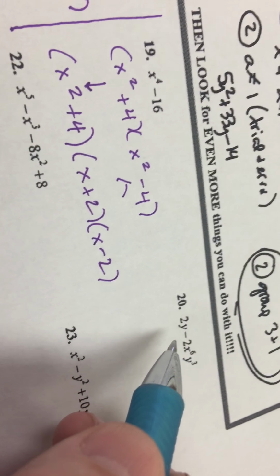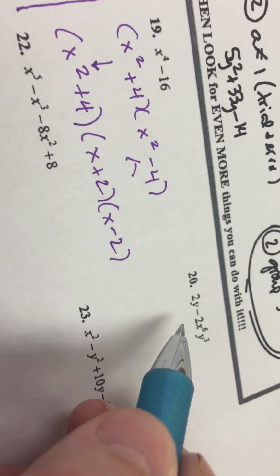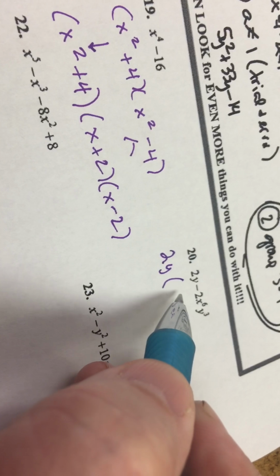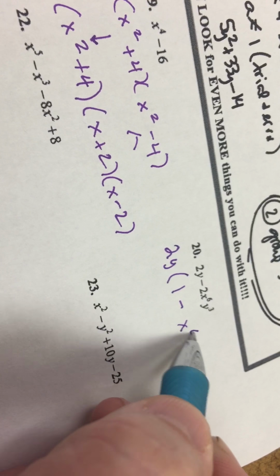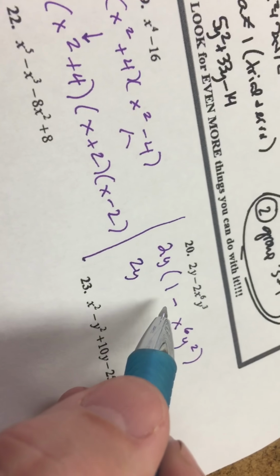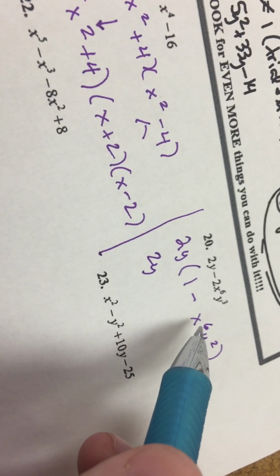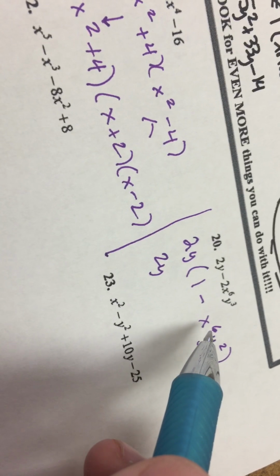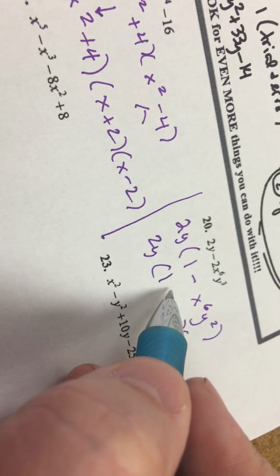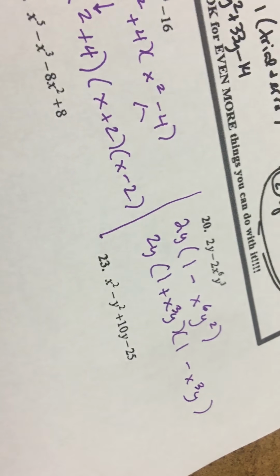All right, I've got the same advice for you today that I had on Friday. They can make really weird problems just by putting in gnarly little GCFs. So always look for a GCF. So we're going to take out a 2 and a y, and that gives me 1 minus x to the 6th y squared. So we took out our GCF and we have a binomial. And is that binomial a square or a cube? Well, this one's a little tricky, because 1 is a square and a cube. X to the 6th is a square and a cube, but this y to the 2nd is a square. So this guy factors into 1 plus x cubed y and 1 minus x cubed y.